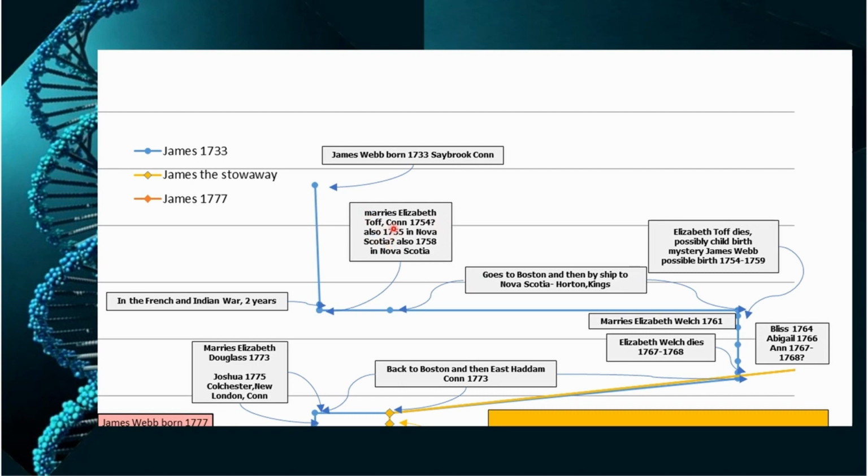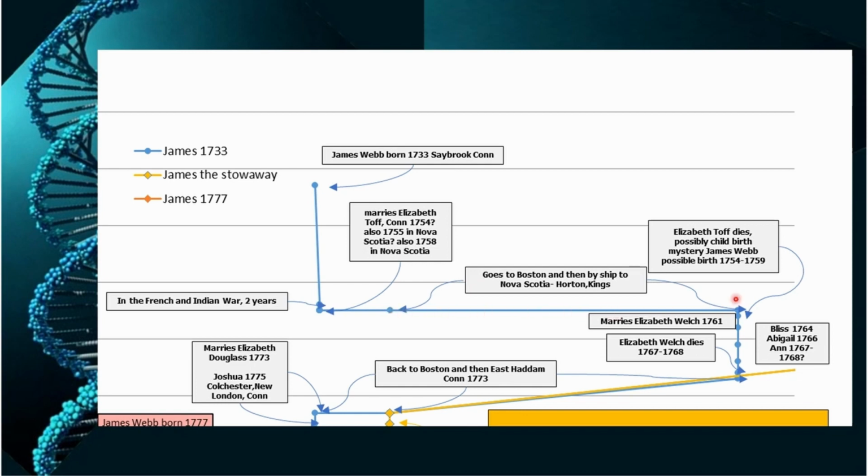We follow the blue. After the French and Indian War, he goes to Boston. Each inch is about 100 miles, all right? So this shows how many miles away, and what time it was that he made a move. He goes a couple hundred miles, 100 or 200 miles, and he gets to Boston. Then by ship to Nova Scotia. In Nova Scotia, it says Elizabeth Toff dies, possibly in childbirth.